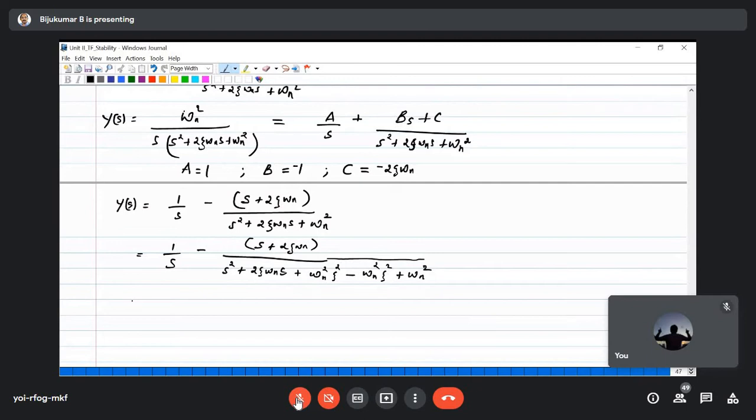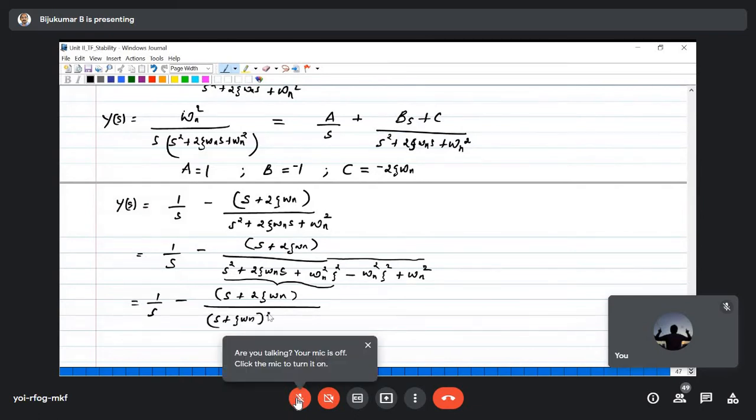Okay, so you can write s plus 2 zeta omega n divided by, what about this one? This can be written as s plus zeta omega n the whole square, right? You can write like this. And what about the next part? What is this?